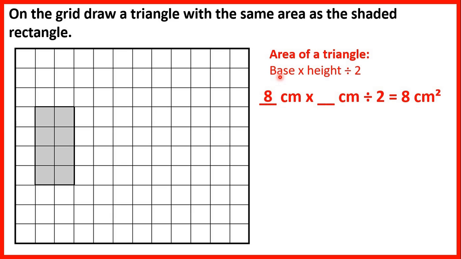We could have a base of 8 and a height of 2. So we could draw a triangle something like this. Or we could have a base of 2 and a height of 8. So draw a triangle like this, because that will have an area of 8 centimetres squared, because to find the area of a triangle, we multiply the base by the height and then divide by 2.